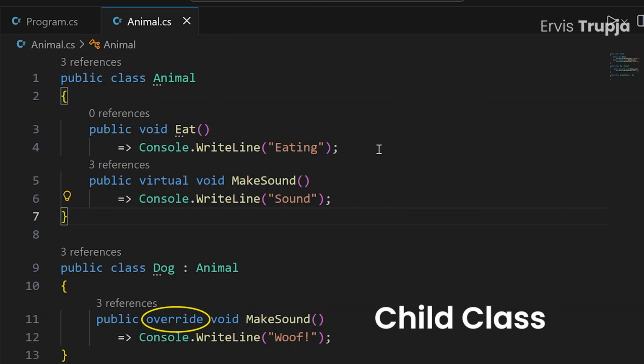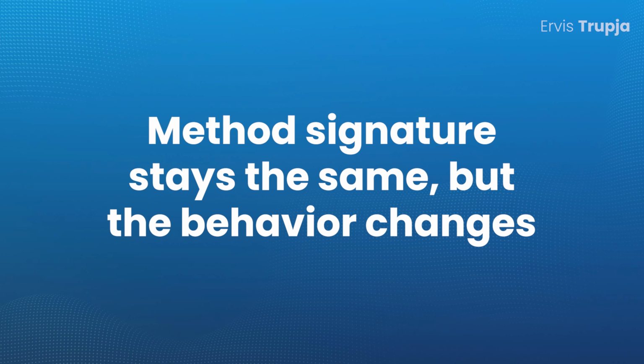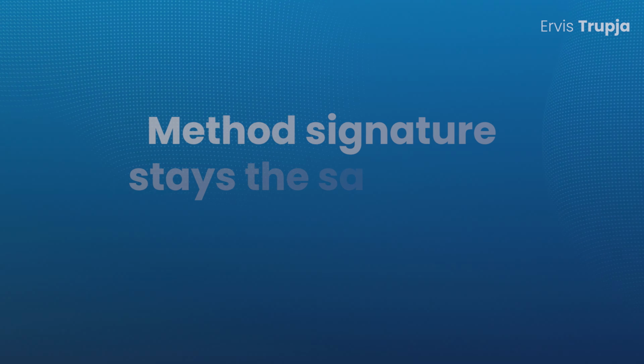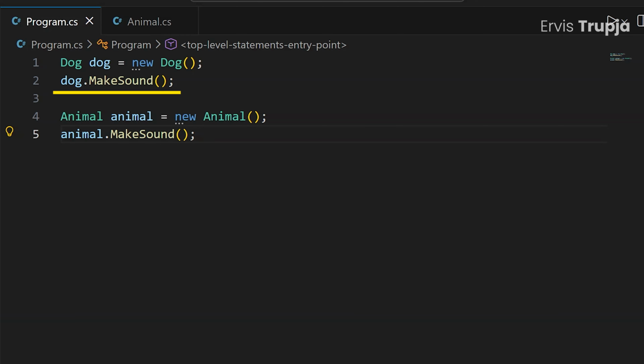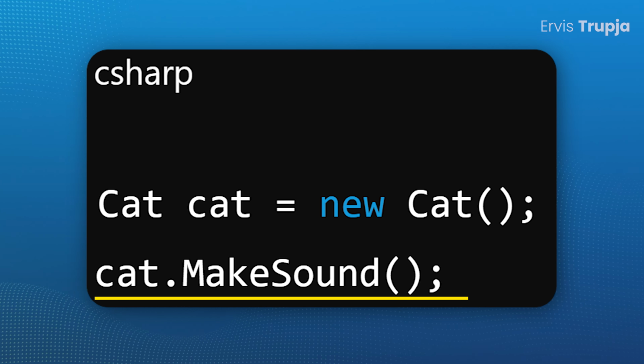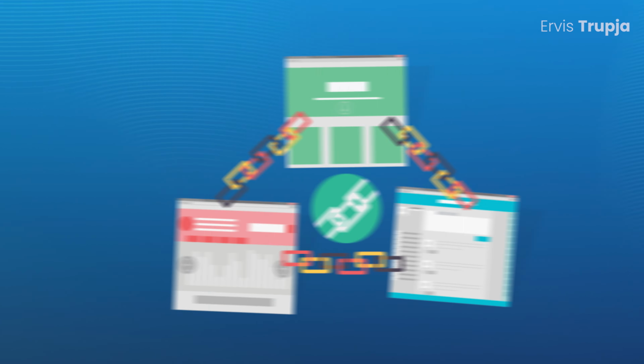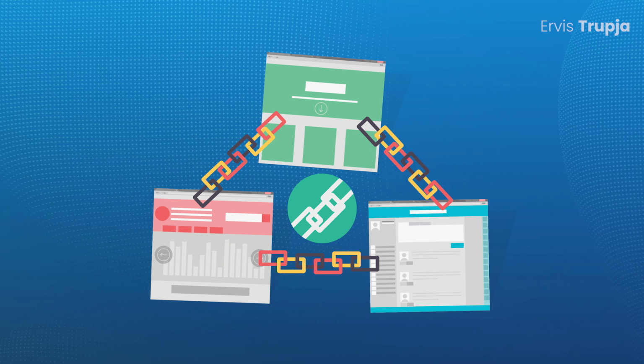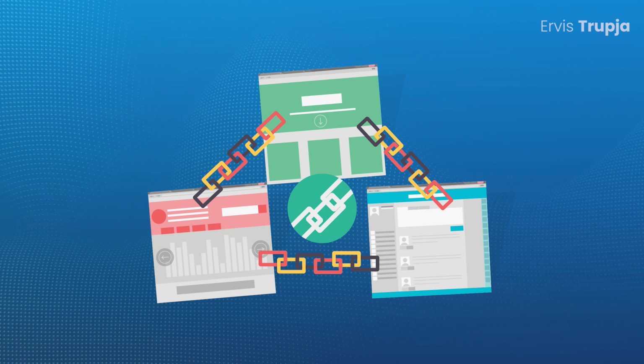Child classes then override it using the override keyword with their own implementation. The method signature stays the same, but the behavior changes. When you call dog.makeSound, it barks, but when you call cat.makeSound, it meows. This is polymorphism in action, where one interface has many implementations.